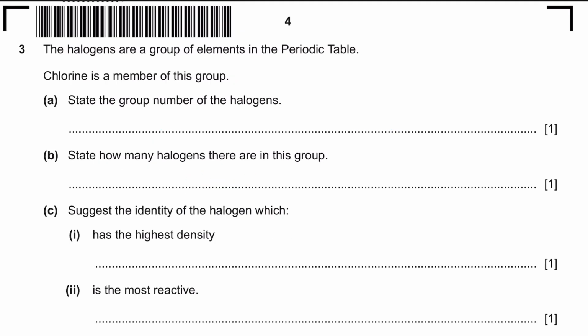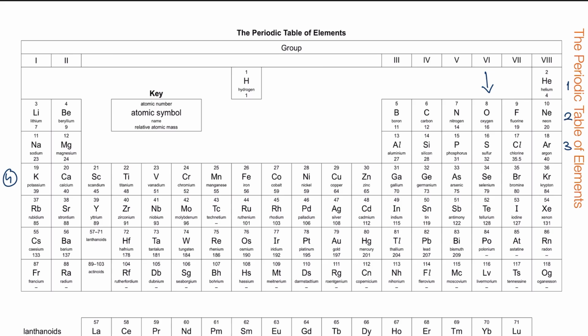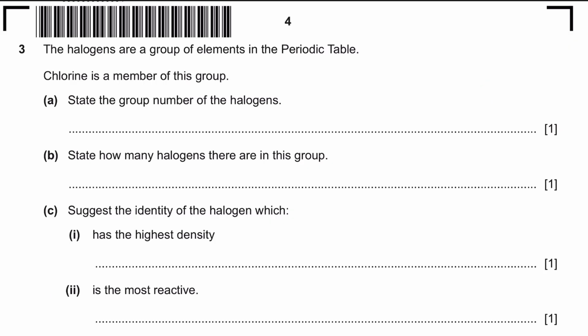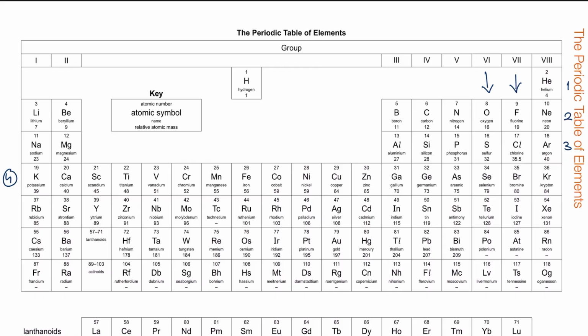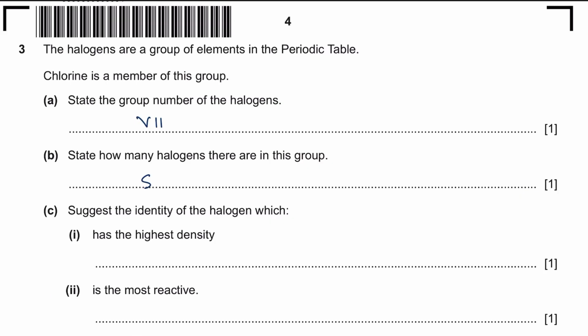Next up, question number 3. The halogens are a group of elements in the periodic table. Chlorine is member of this group. State the group number of the halogens. As we look into the periodic table, chlorine is part of the group 7, or we can say group 17. So we'll just write it 7. State how many halogens there are in this group. So let's count. 1, 2, 3, 4, 5, and 6. So 6 halogens.